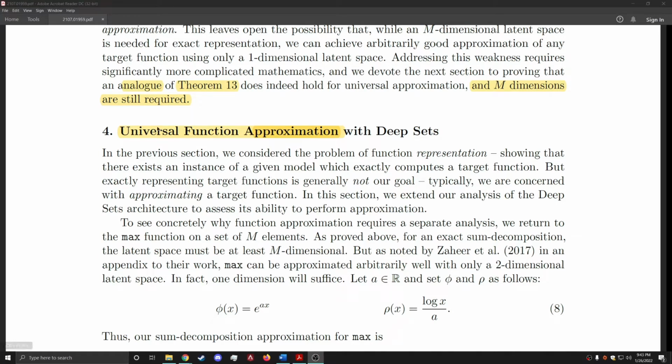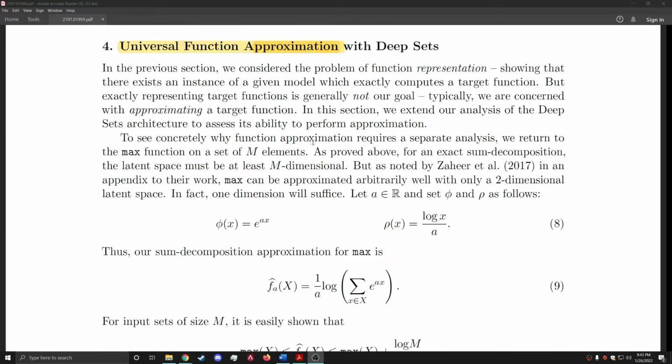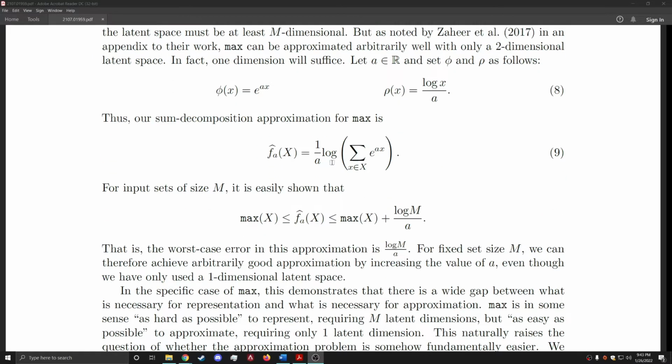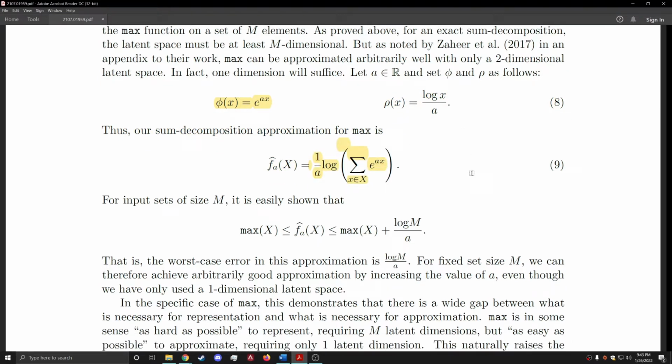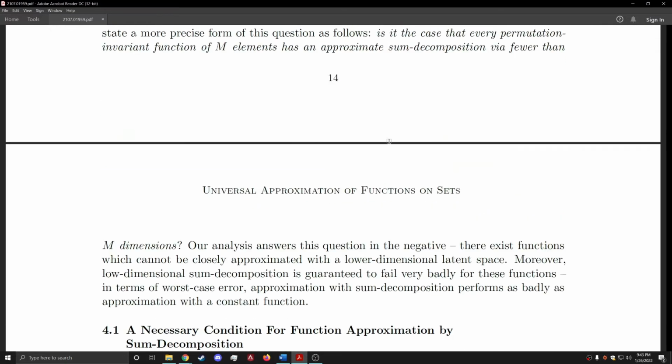Alright, so let's talk about universal function approximation with deep sets. The first thing we're going to do is talk about the maximum error. We're going to do that by taking a prescribed phi and rho and plugging them in. They're created in such a way that it's easy to find out exactly what your maximum error is. Your maximum error is going to be log m over a.